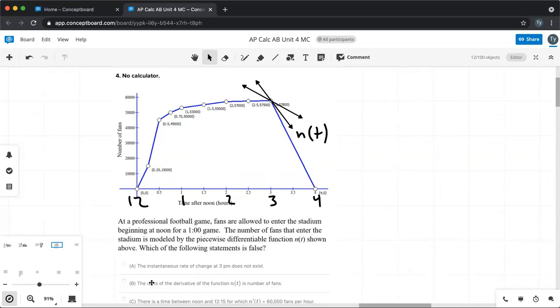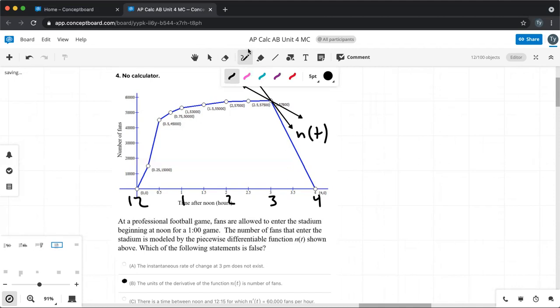Okay, for part B, the units of the derivative of a function n of t is number of fans. Sorry about the motorcycle. So we're looking for the derivative of n of t being number of fans. But wait a second, this is n of t, this whole thing that they gave us. And what are we measuring n of t in? Well, it's the number of fans. So that means the derivative of n of t would be the number of fans with respect to time. So this one is false.